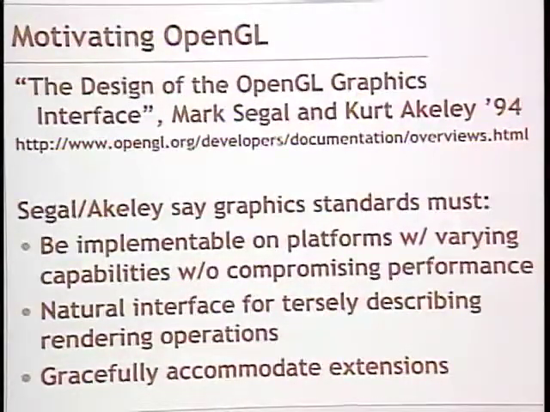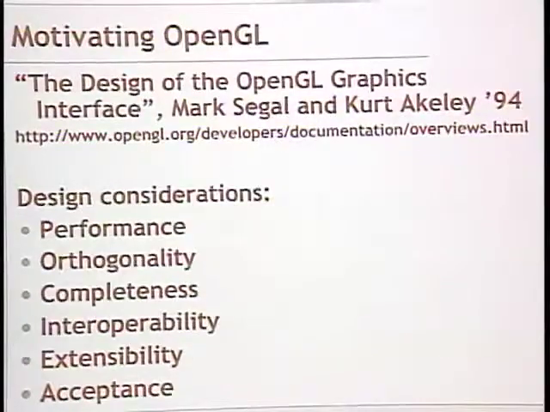And they talk a lot about why they designed OpenGL in the way that they did. This is how they define what they saw graphics standards need to be able to do. Here are some of the things that they felt were important, the things they took into account when they designed it. So it has to be high performance. That was their number one thing.